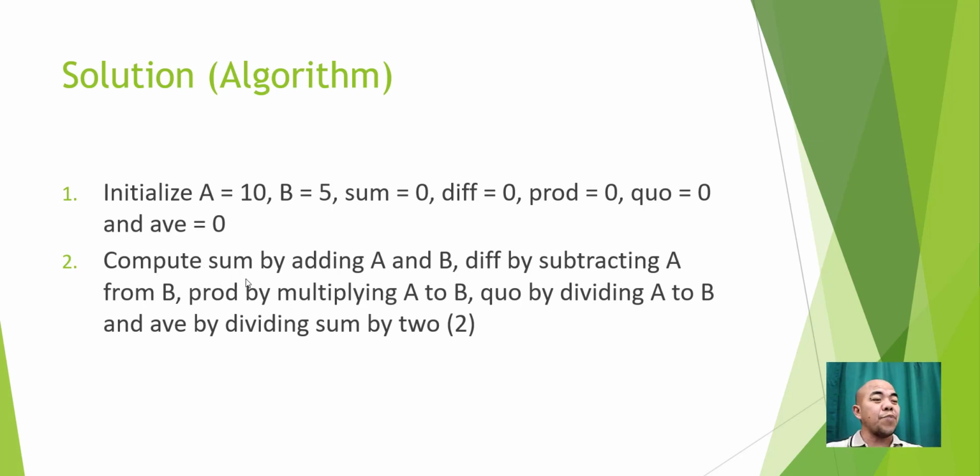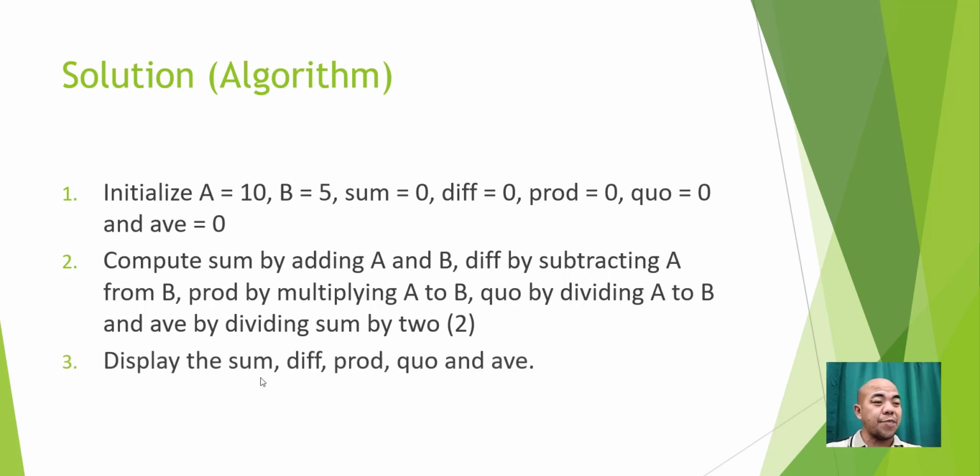Now after the initialization, we can compute the numbers. We can compute the sum by adding A and B, the difference by subtracting B from A, product by multiplying A by B, quotient by dividing A by B, and average by dividing the sum by 2. Then after the computation, all you have to do is display the result: the sum, difference, product, quotient, and average. So those are the 3 steps in making this solution.